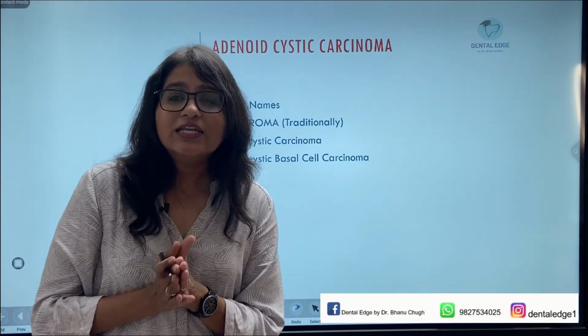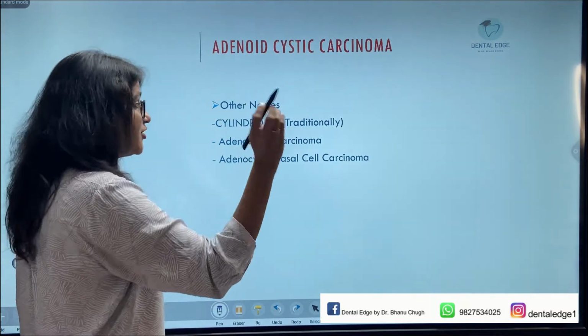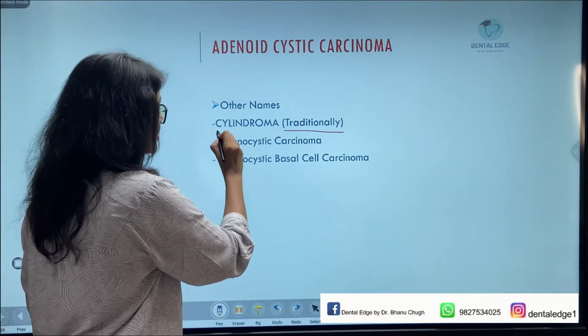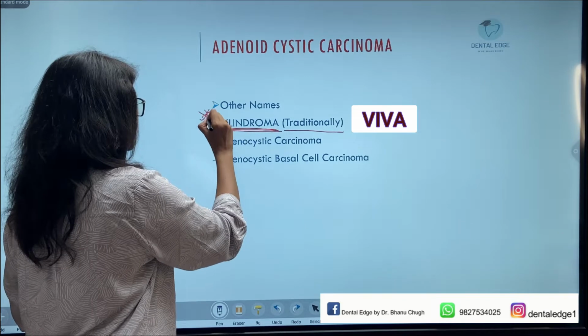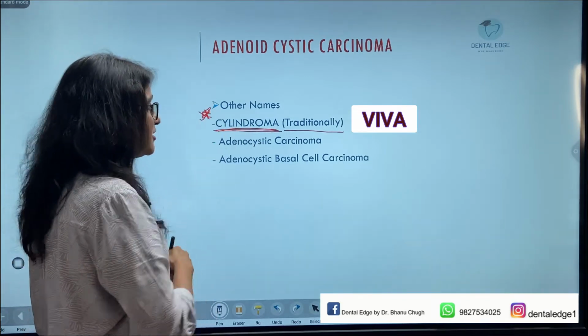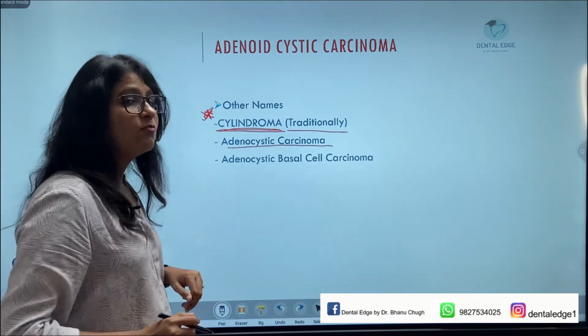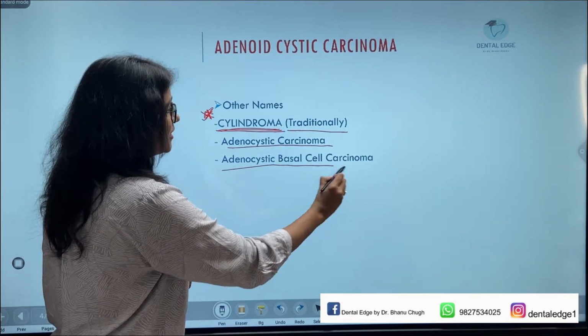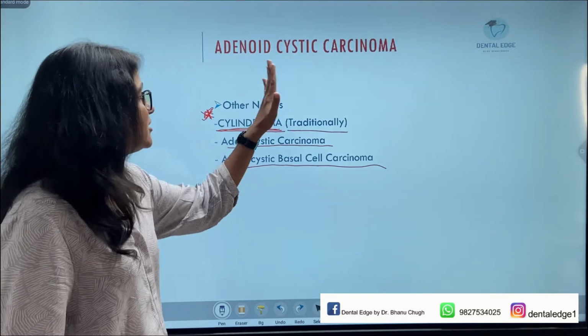Coming to the other names of adenoid cystic carcinoma, traditionally it was called a cylindroma. Again, this can be a viva question, so you should remember this name, cylindroma. The other names are adenocystic carcinoma or adenocystic basal cell carcinoma. So these are the other names of adenoid cystic carcinoma.